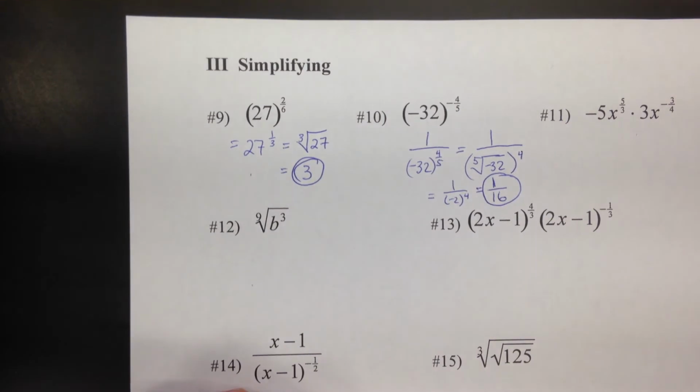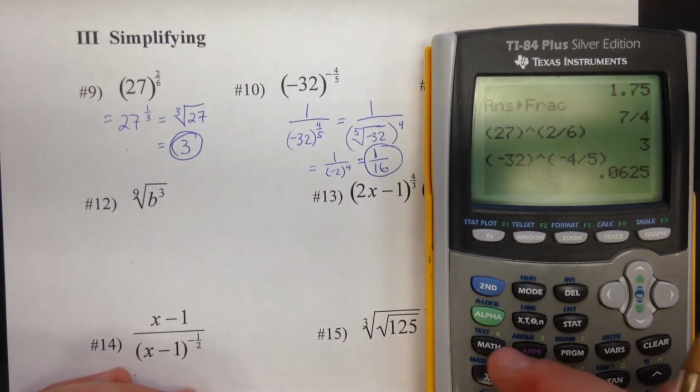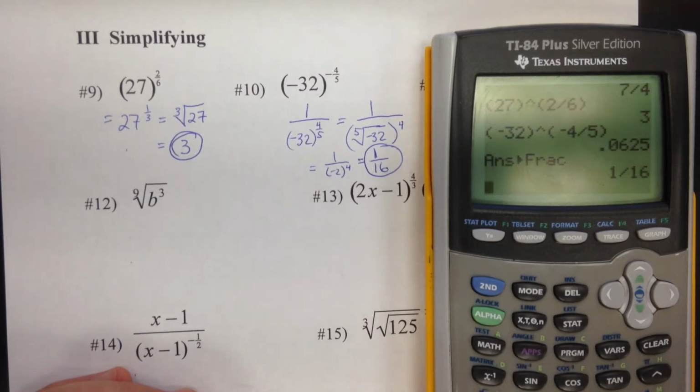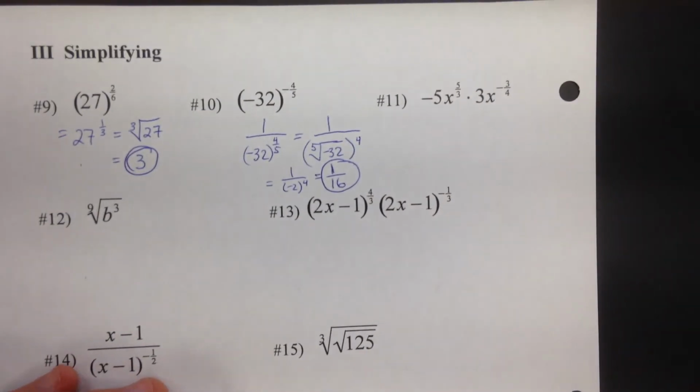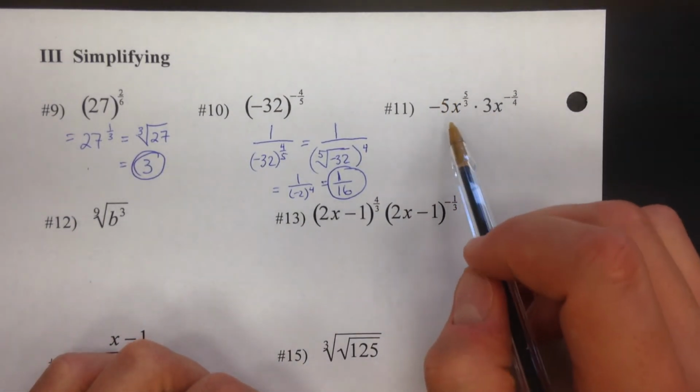That's the answer. If I want to check it, negative 32 raised to the negative 4/5 power, 0.0625, math, enter, enter. There's my 1 over 16. Okay, so it works. All right, now number 11, we're dealing with variables here and coefficients.